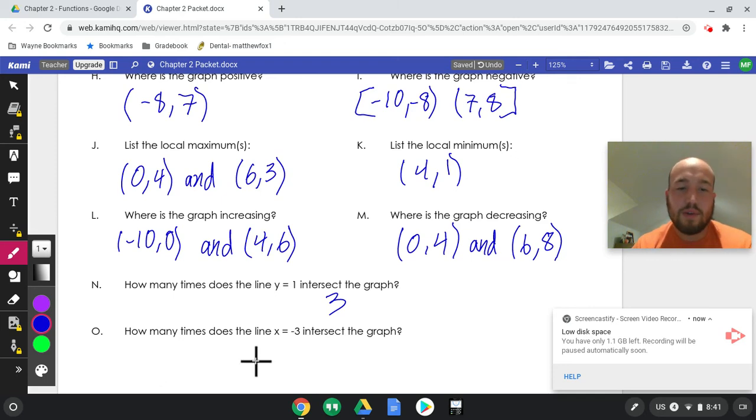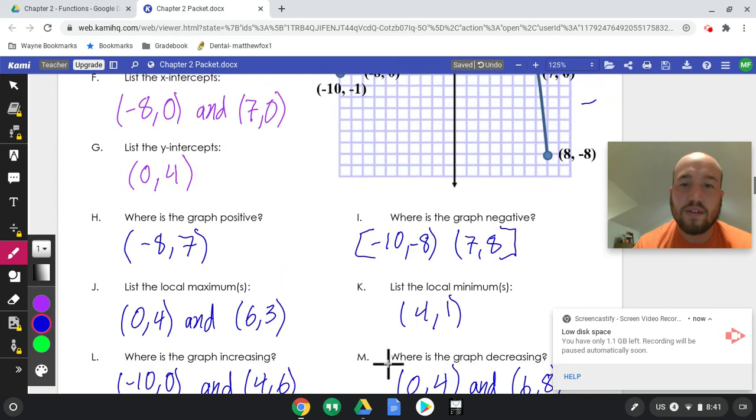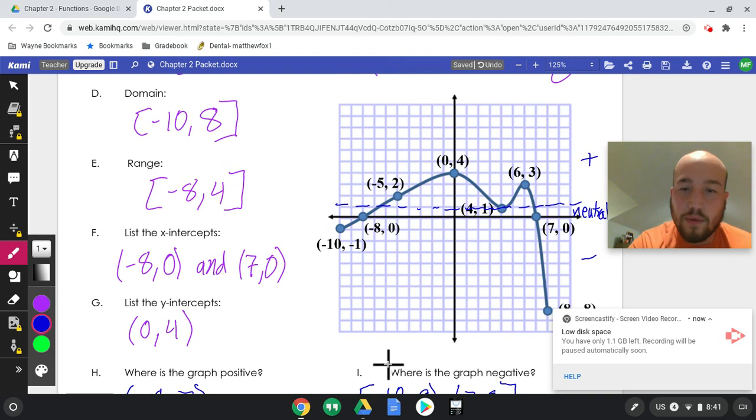And this last one, how many times does the line x equals -3 intersect the graph? So that line would be over here, 1, 2, 3, and it goes vertical. And that is just 1 time right here.